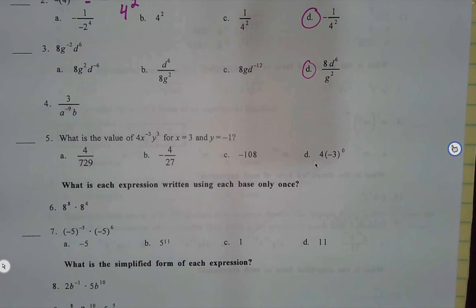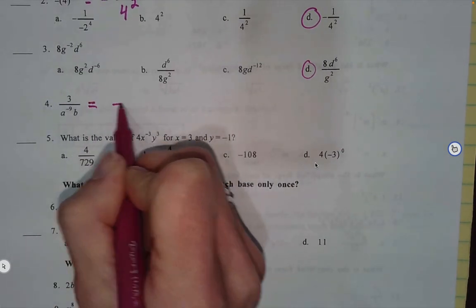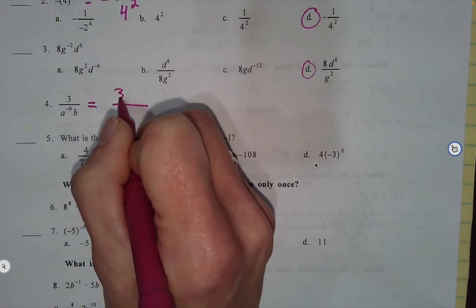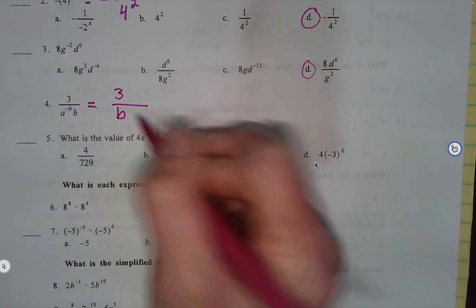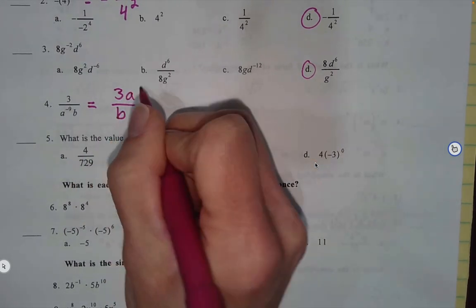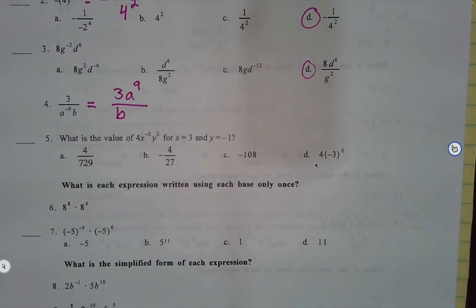On number 4, what stays? The 3. What else stays? The B. So what moves? A, and it becomes a positive 9. Okay? Are we okay with that one? Yes? All right. So far, so good? Yeah?